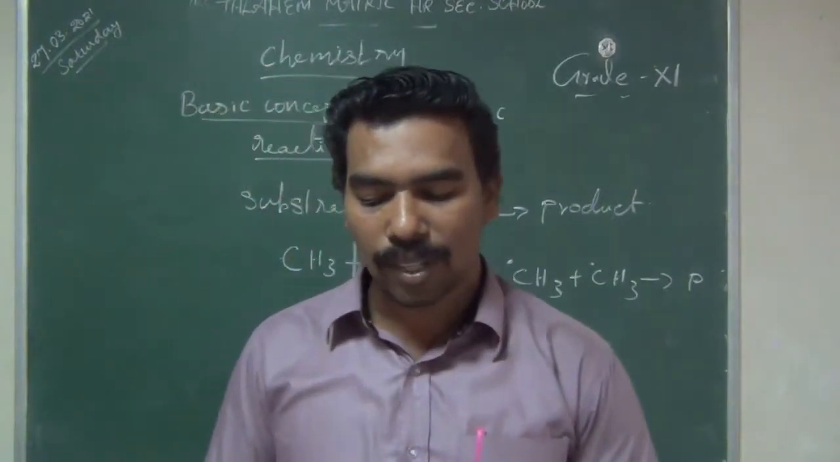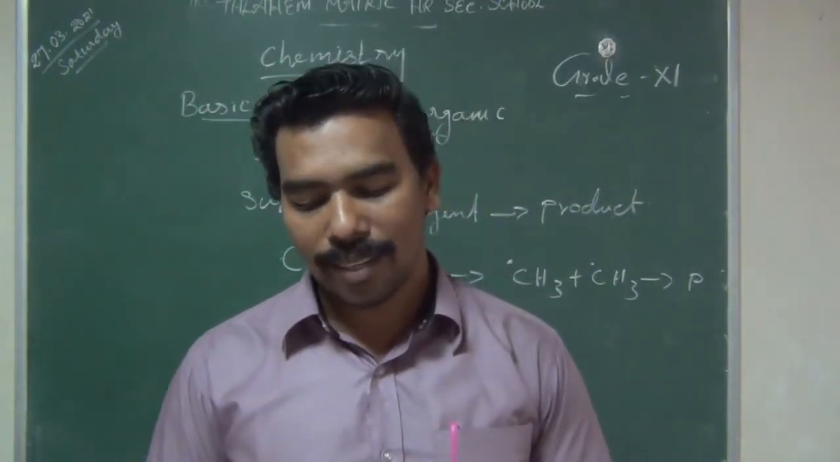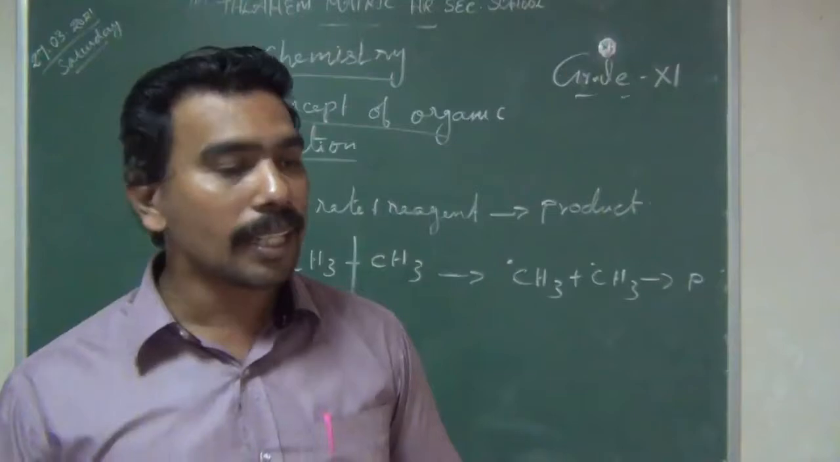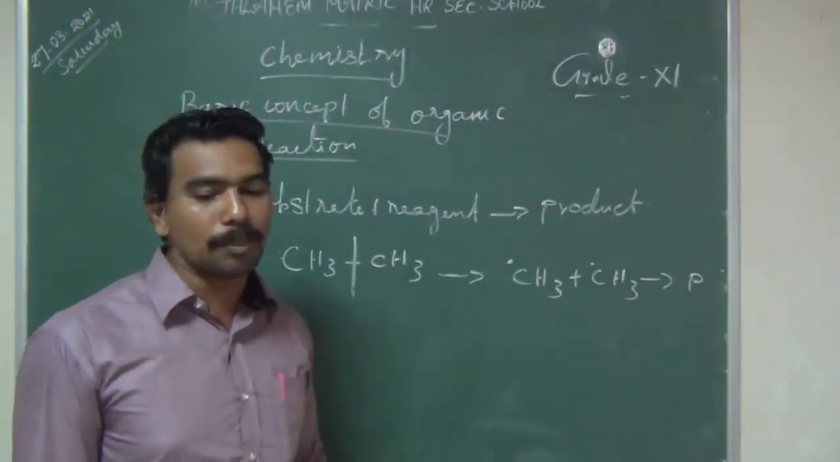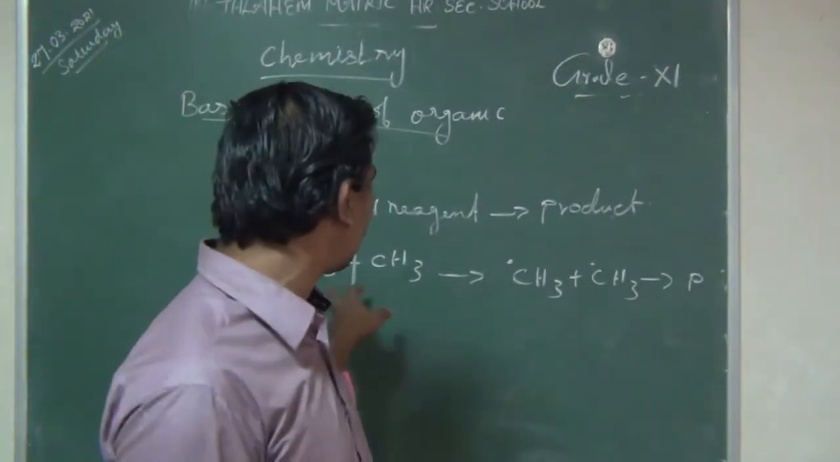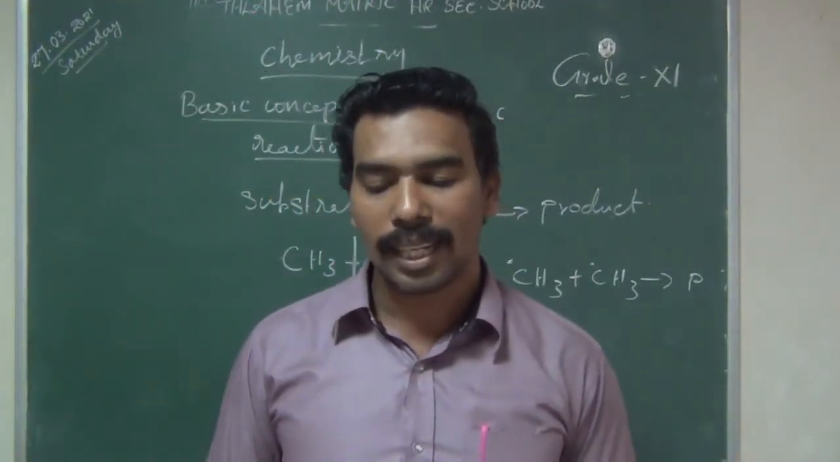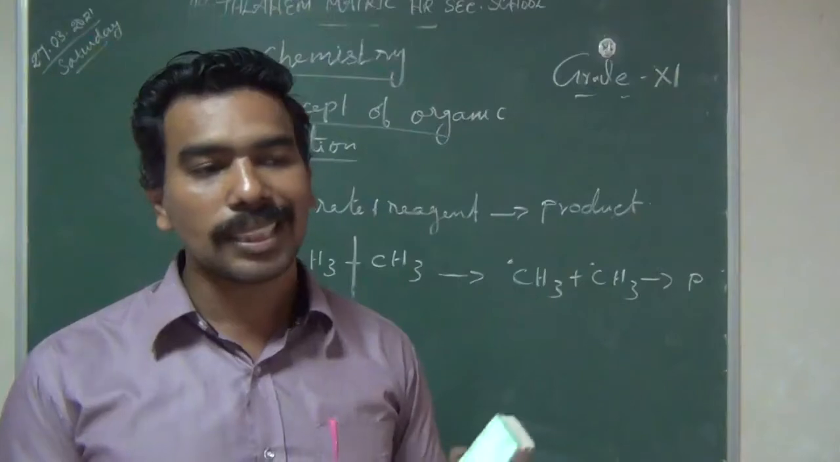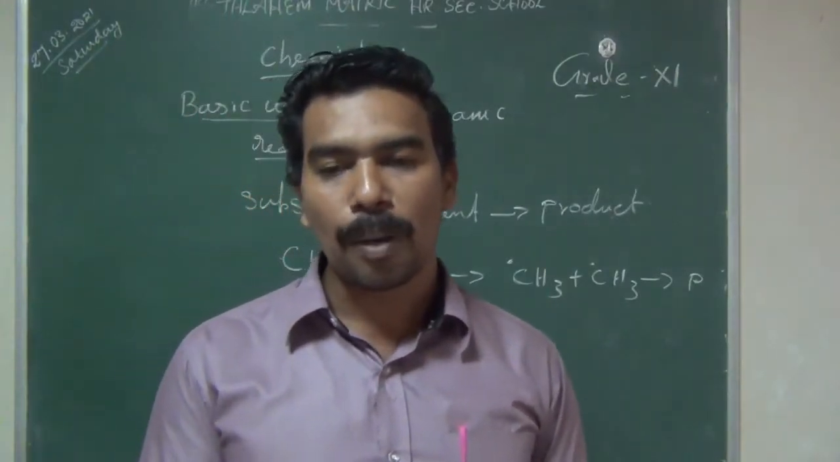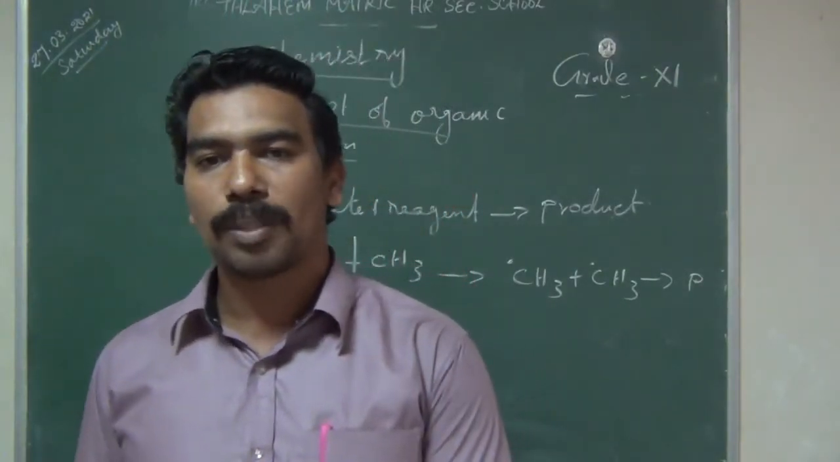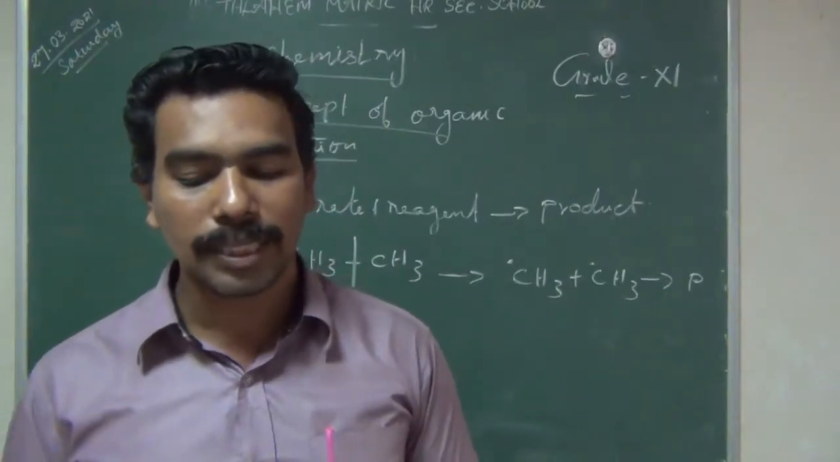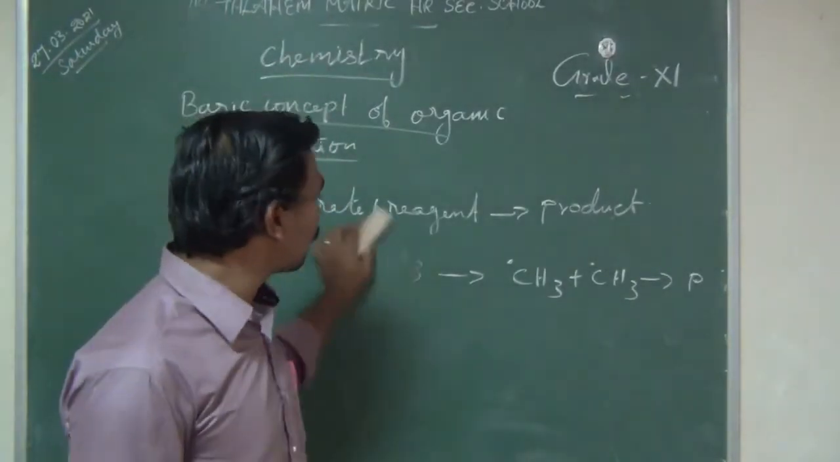The second one we are going to discuss is heterolytic cleavage. Heterolytic cleavage means non-symmetrical cleavage. Here, on the left-hand side and right-hand side, different elements are present. On one side there is one group of elements, on the other side another group of elements. The number of elements is not equal. We will give one example.